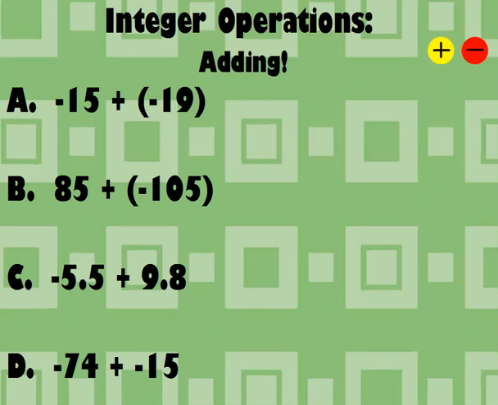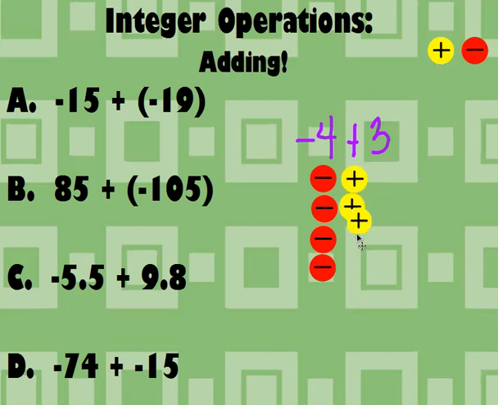But let's say we wanted to do something like -4 plus 3. So you have 4 negatives and 3 positives, and you really are just looking at how many zero pairs you see. So we've got 1, 2, 3. All of those zero pairs cancel out, and what you're left with is -1. So -4 plus 3 would end up being -1.